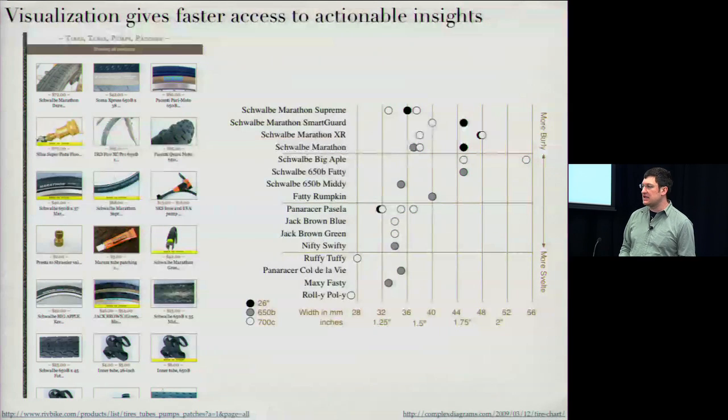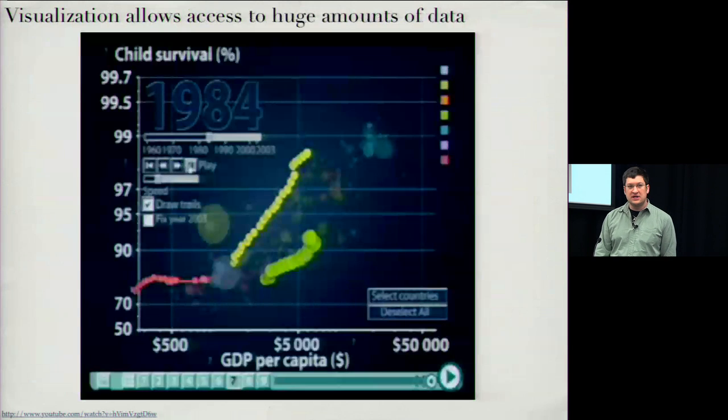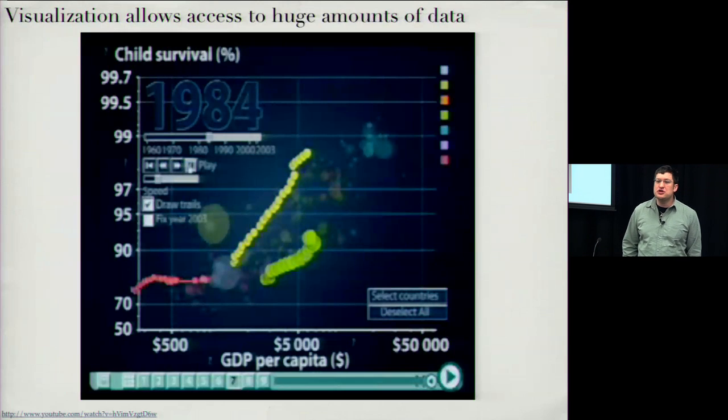Whereas if you present something in a list or in some other format, the work is not done for you. If you put this up in a graph, the work is done for you. The thinking has been done for you, and you can much more efficiently get to the information that is actionable, which is to say, in this case, buying a tire. Visualization gives access to huge amounts of data.